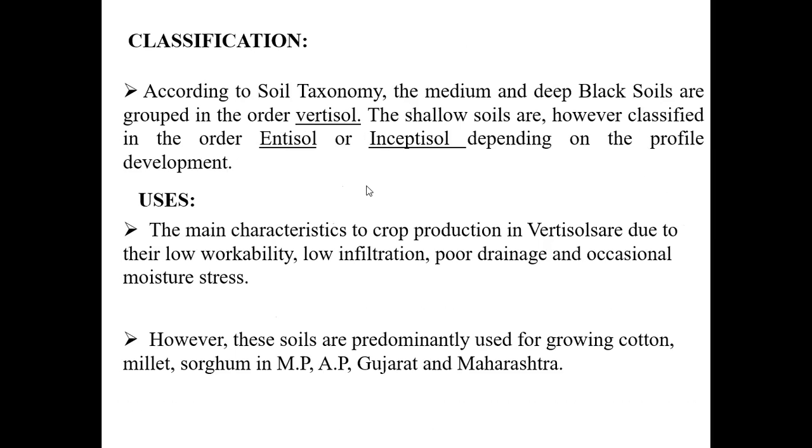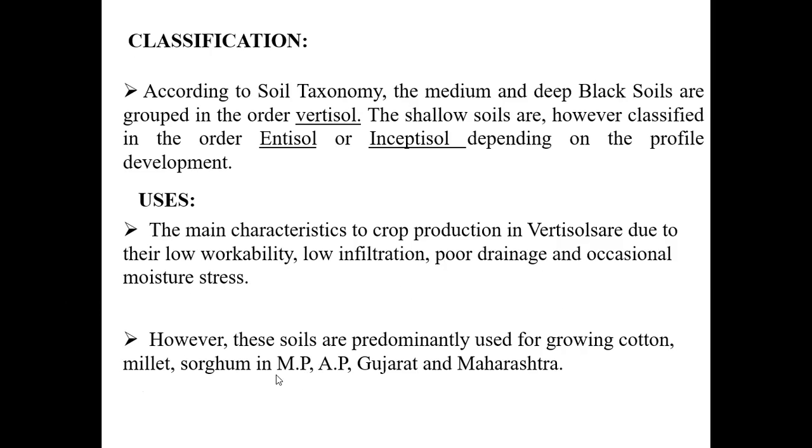What are the main characteristics of crop production, students? Workability in Vertisols is very difficult. We can't even plough. Working in black cotton soil is very difficult because water holding is very high, infiltration is very low, and there will be poor drainage and occasional moisture stress. These are some problems in black cotton soils. These are predominantly cotton growing soils. We can grow cotton in this type of soils. We can grow millets. We can grow sorghum.